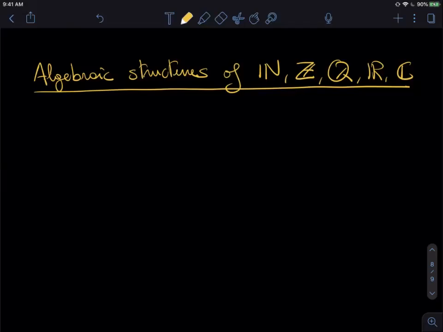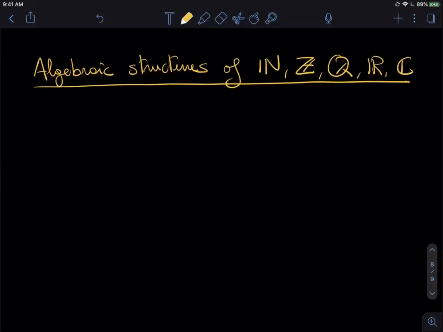Let us now look at the different algebraic structures of the natural numbers, the integer, rational, real numbers, and complex numbers. So let's start with the natural numbers, N. In this case, something that by this time we take for granted is that the sum of natural numbers is a natural number itself.